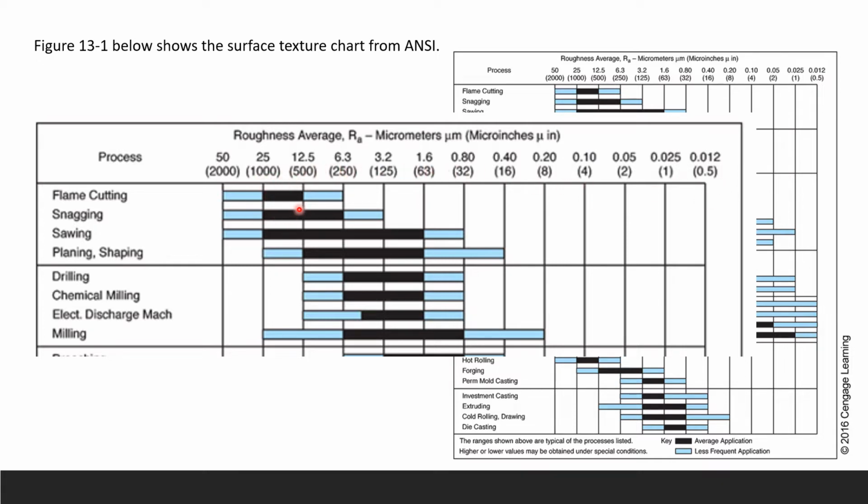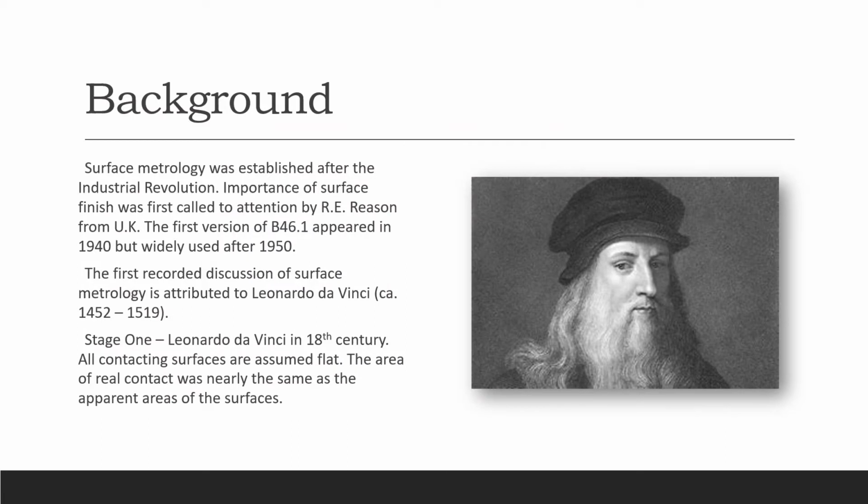So now you know that for flame cutting, the roughness is between 25 to 12.5 micrometers. That's between 1000 to 500 micro inches. So that's how we take a look at the roughness. Again, surface texture from the ANSI standard.